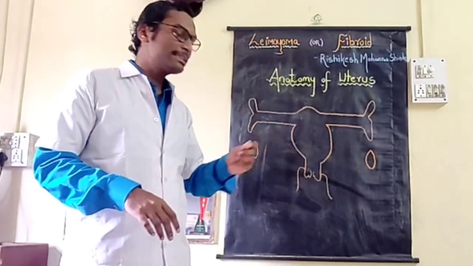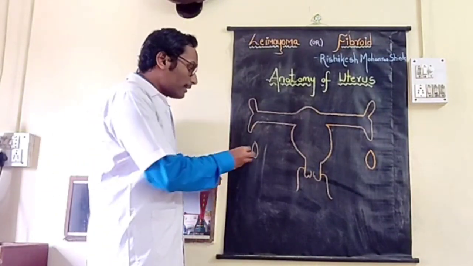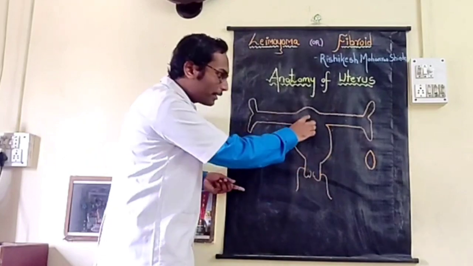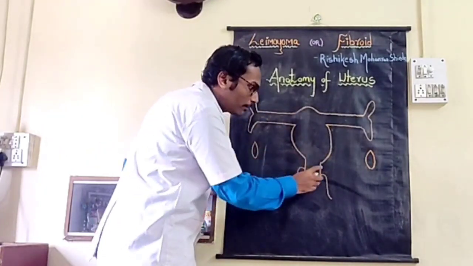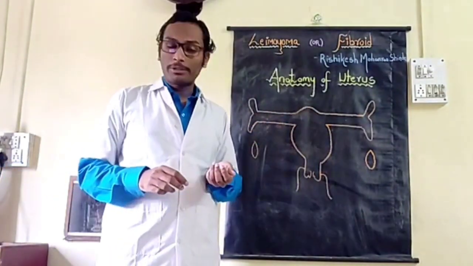As you know, I have drawn this diagram. This is a diagram of the female genital tract which shows a pair of ovaries, a pair of fallopian tubes, a single uterus, a cervix, and a vagina. Now we are basically interested in talking about the uterus.